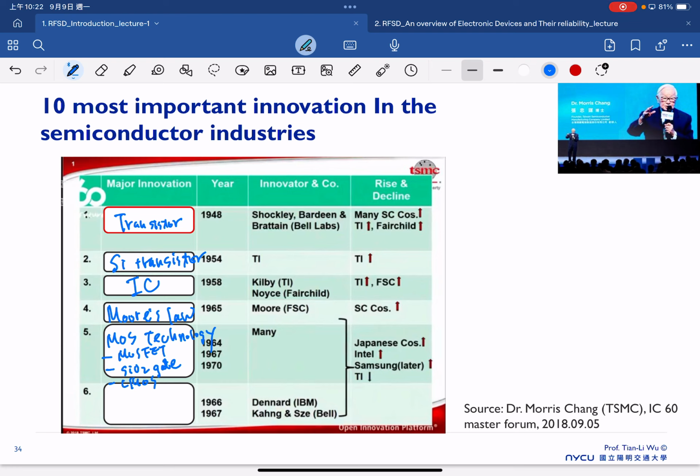And also afterwards, we have the memory technology, especially related to the DRAM, and then the flash. And you can see that probably some of the names you are familiar with is Professor Simon Sze, and he is the inventor of the flash memory, and was a professor in NYCU before, but he passed away, I think, last year. Yes, due to cancer.